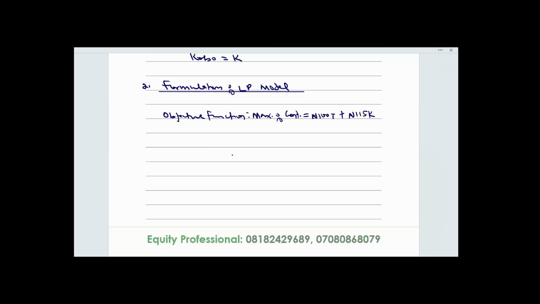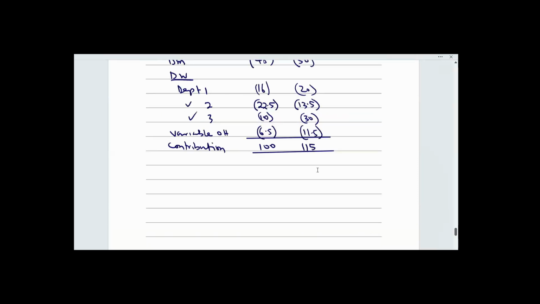The next one is to state the relevant constraints. I would then say subject to. There are three different constraints in the question. The constraint is on labor hours for three different departments. That's labor hour constraint in department 1, 2, and 3. Therefore, I will say department 1, department 2, department 3. So we need to go and calculate hours per unit for each product.